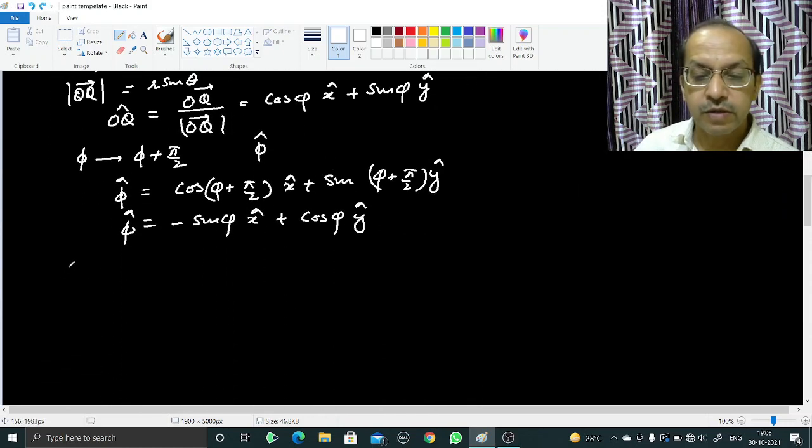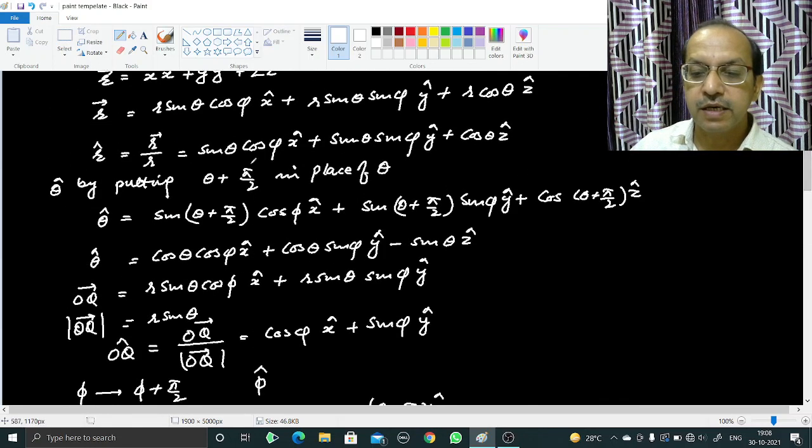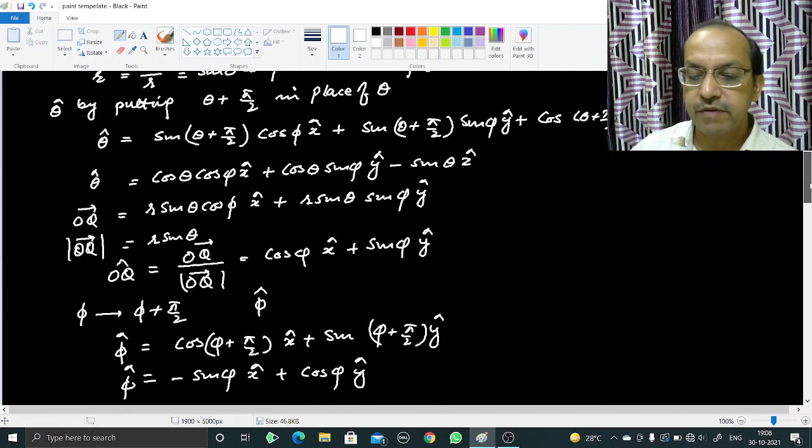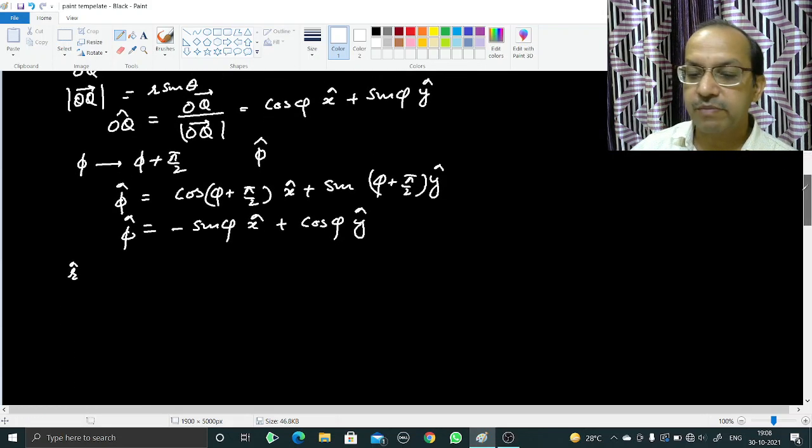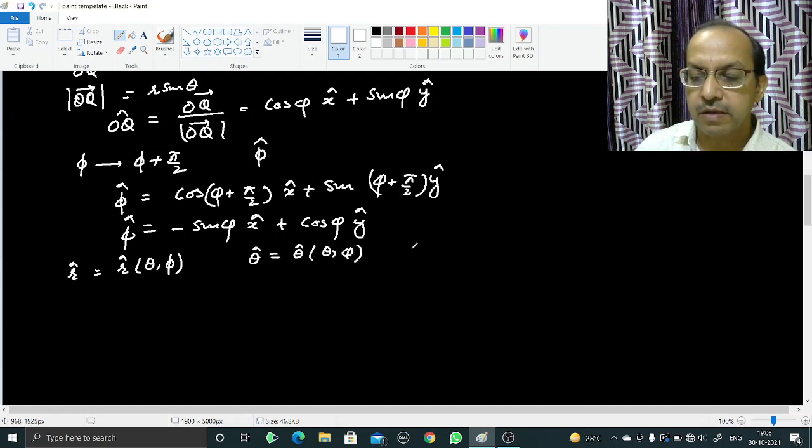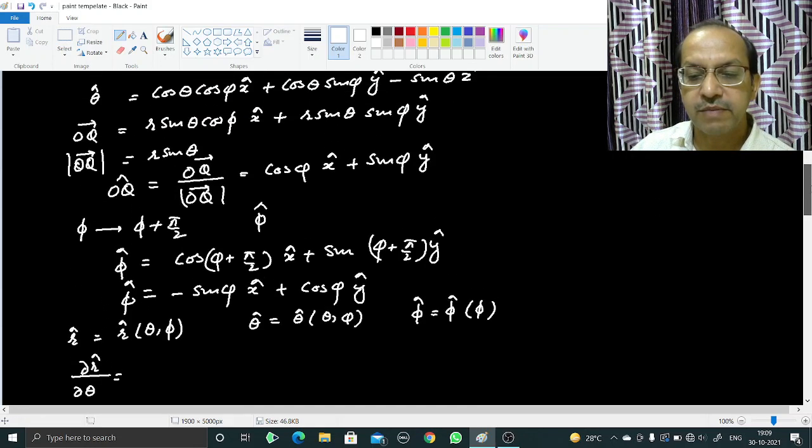So here what we know, this r cap, it is a function of which quantity? It is a function of theta and phi. The theta cap is also a function of theta and phi, but phi cap is a function of phi only. So we will find the partial derivative of r cap with respect to theta, and we will use it whenever it is necessary. So del r cap, del theta.